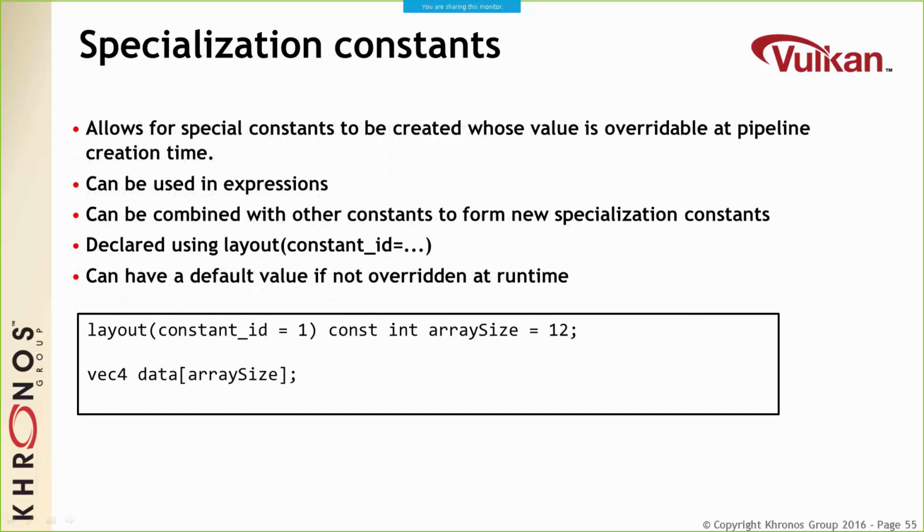Specialization constants. These can take a constant at shader creation time, which can be overridden by the driver at pipeline creation time. And they can be used for whatever you would use a constant for normally, so arrays of different size. You can use them together in expressions to form new specialization constants, which will be compiled to the correct constant value when making your shader at pipeline creation time. It allows you to reuse the same shader, changing constants quite quickly without having to create multiple shaders. And obviously it can be a runtime decision what that value is actually going to be.